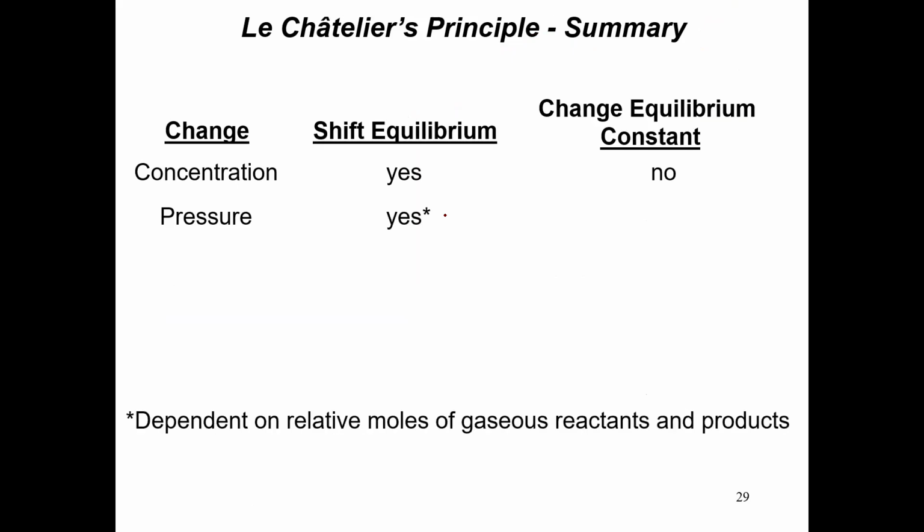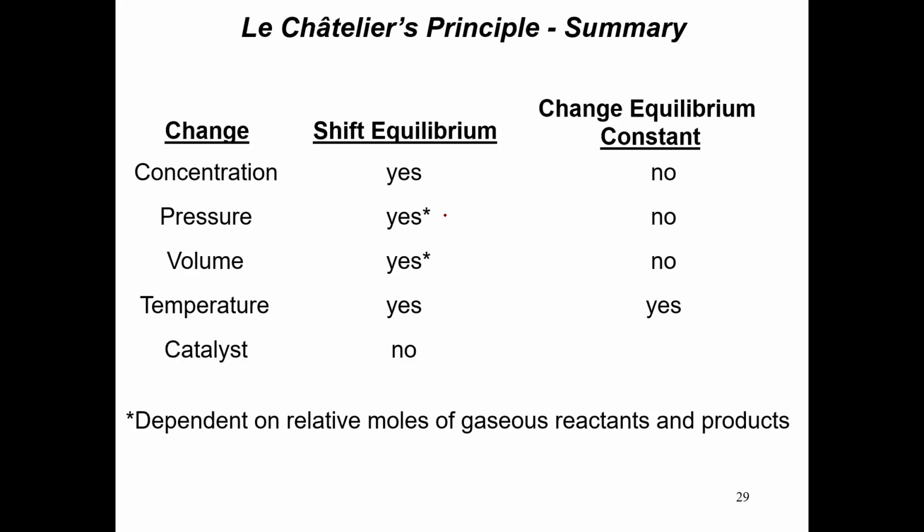Le Chatelier's principle basically says that with concentration, it shifts the equilibrium, and the equilibrium constant does not change. With pressure, it shifts equilibrium depending on the relative moles, with no change to the equilibrium constant. Volume shifts equilibrium, again depending on the moles. Temperature will shift equilibrium and change the equilibrium constant, because the activation energies are reached in both directions more or less easily. The catalyst does not shift the equilibrium, and another reason is you get more collisions.